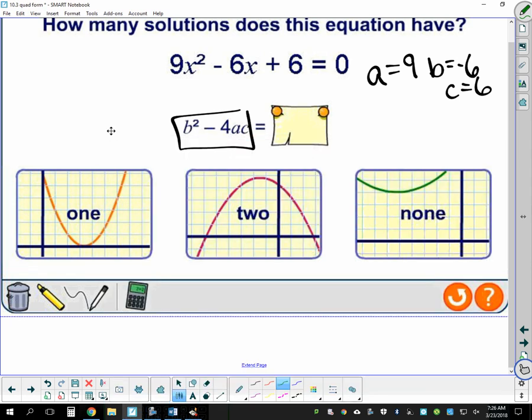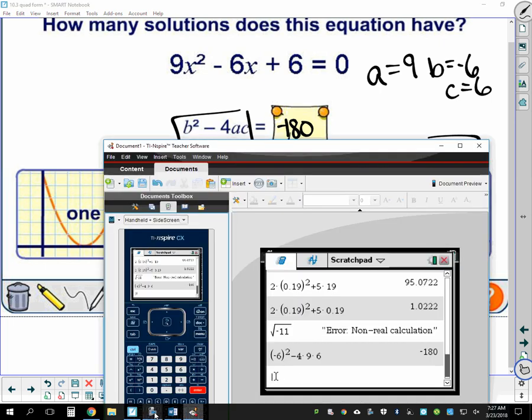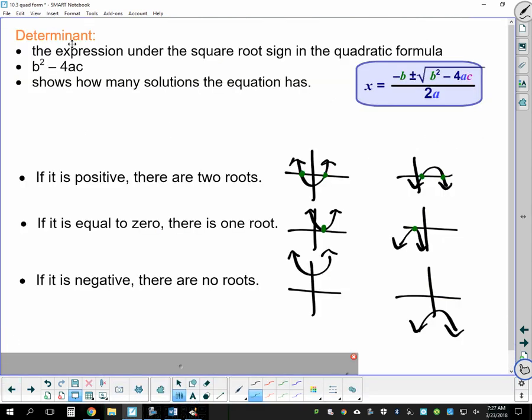So I know, because this is a negative number, and it doesn't even matter what the number is, as long as it's negative, there will be no solutions. If it were positive, there'd be 2 solutions, and if it were 0, there would be 1. Okay, that's the quadratic formula and the quadratic formula's determinant and what you use it for.